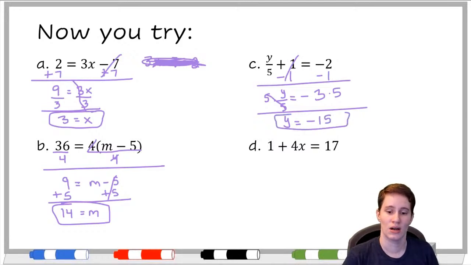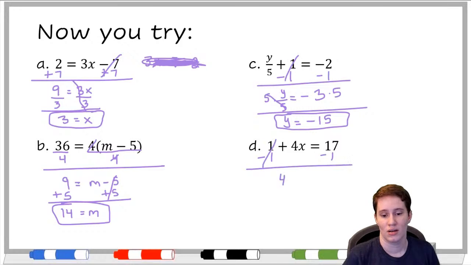Ta-da! And finally, 1 plus 4x equals 17, so we want to look at what's farther away from x, which is this 1. Let's subtract that 1 over to the other side, and then divide both sides by 4, and get x equals 4.